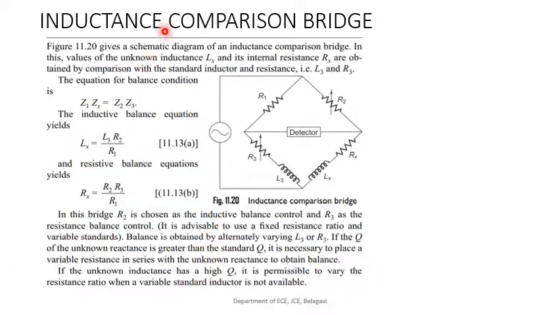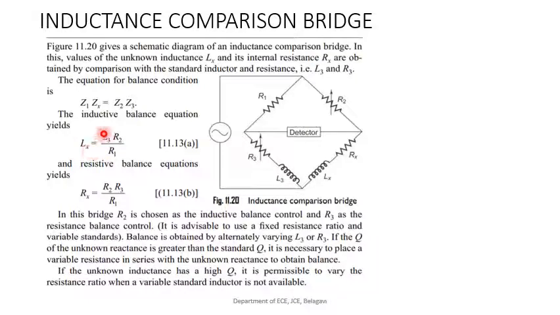Next is the inductance comparison bridge. Same way as your capacitance comparison bridge, you have R1, you have R2, then here instead of capacitance you have an inductor. You have R3 and L3. Here also instead of capacitance you have Lx. So here this Lx we want to find out. Same equations, if you write and solve, you will get this.